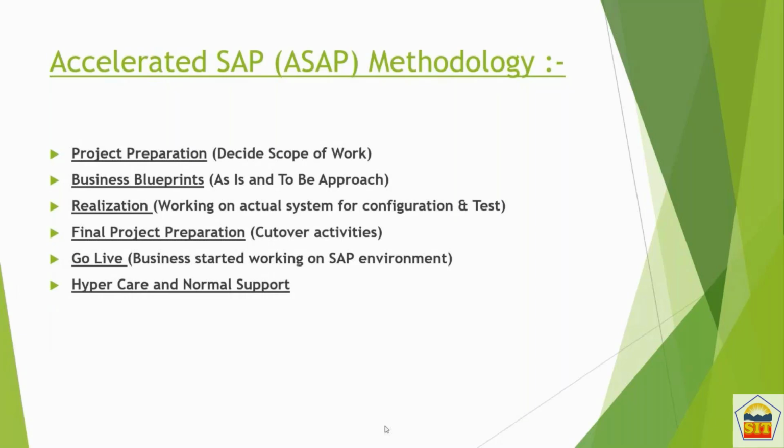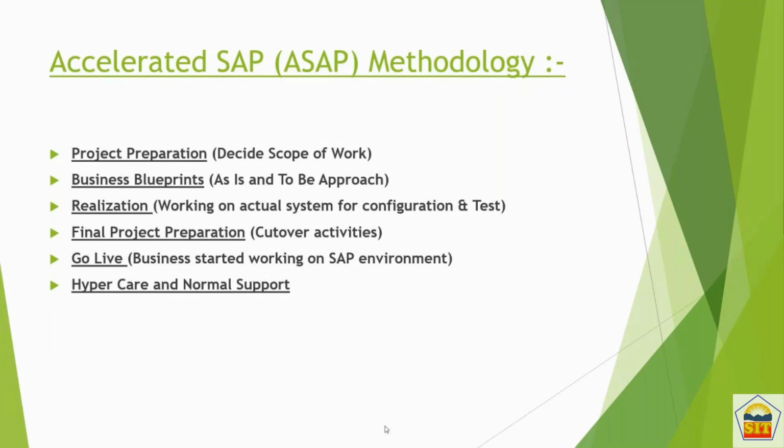Then the second step is related to documentation only. It is called business blueprint. Under this business blueprint, we do an analysis, and we follow an approach. That approach is the as-is and to-be approach. So what is the as-is and to-be approach? Under the business blueprint, we will see what their current processes are, and how they follow those processes in their existing ERP. And after the implementation, how those processes are going to be carried out in the SAP software.